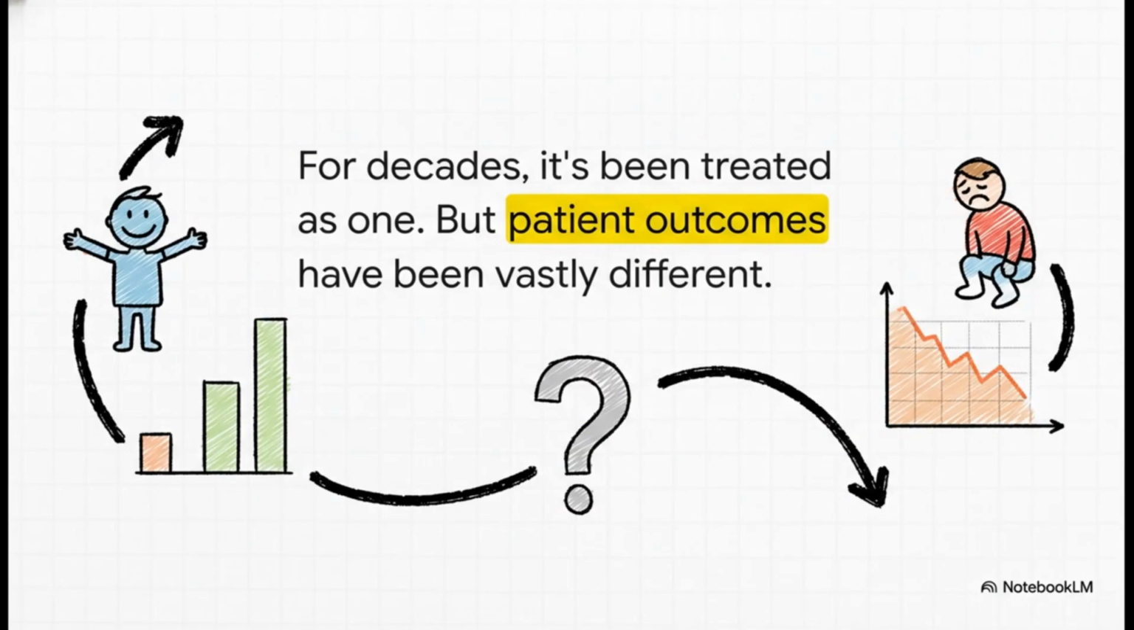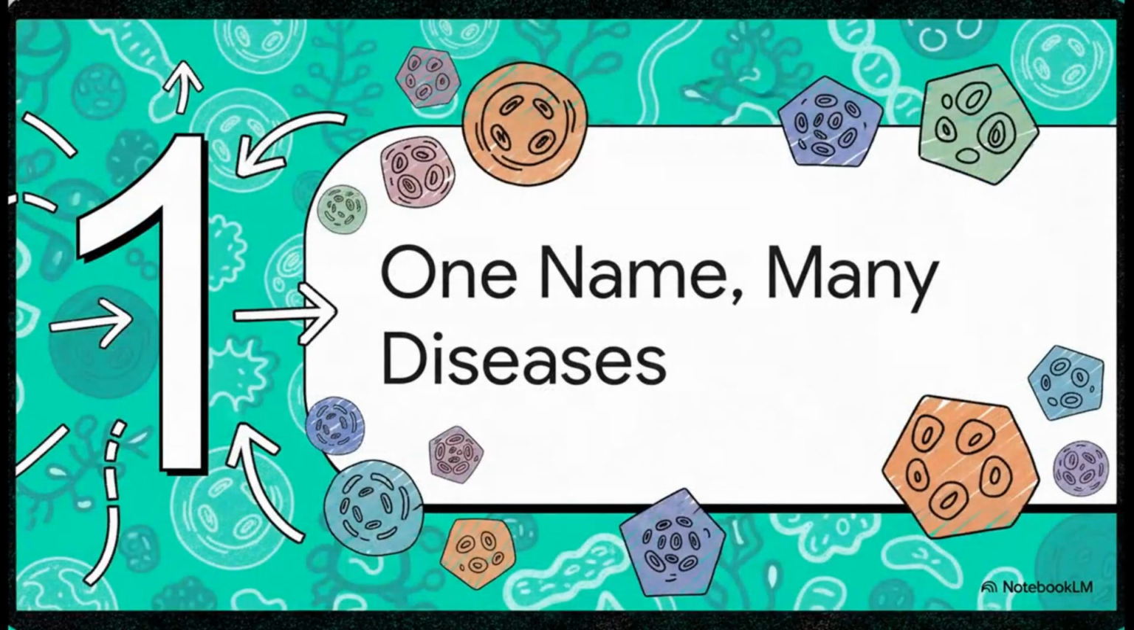But here's where it gets weird. Why do some patients do great on standard treatments, while others just don't? Their health declines, sometimes really fast. These totally different outcomes were this huge puzzle that really only pointed to one thing. This can't all be the same disease. And that brings us to our first big idea. One name, many diseases. This is a total game changer, a complete shift in how we look at this condition, and it really sets the stage for everything else we're about to get into.